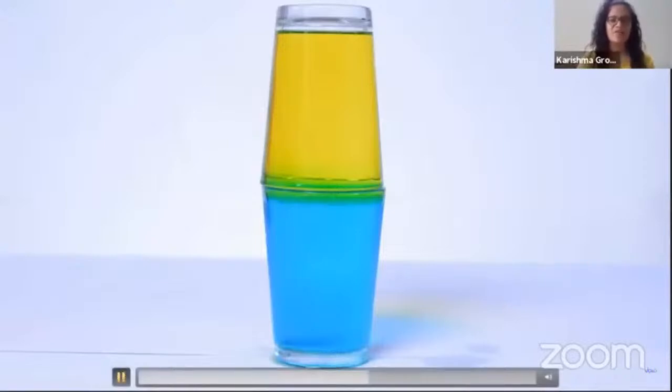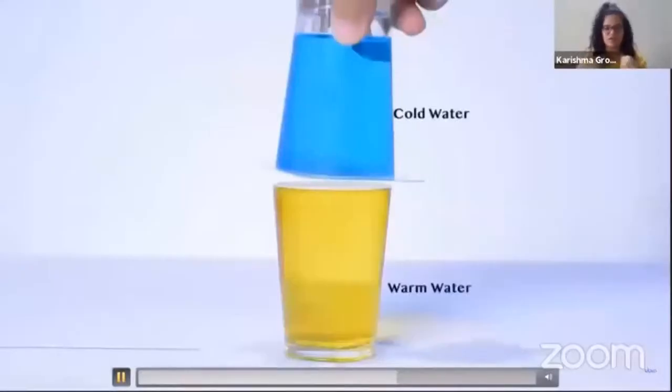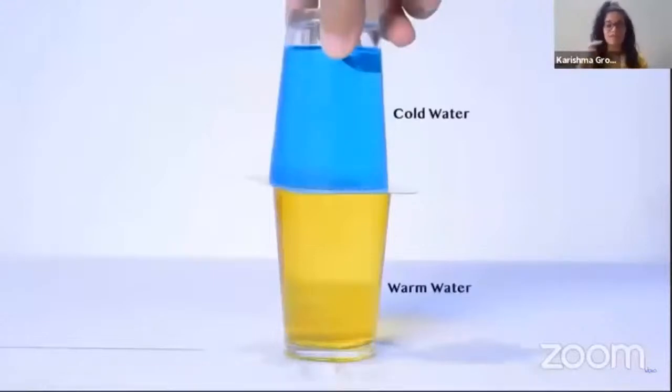Now again, we'll be using two colors, hot water and warm water. So take your glasses, mix blue in cold water and yellow in warm water. You can stick to the colors you want. Mix it properly, both of them, stir it well. Once you do that, this time you'll need to invert the cold water glass.